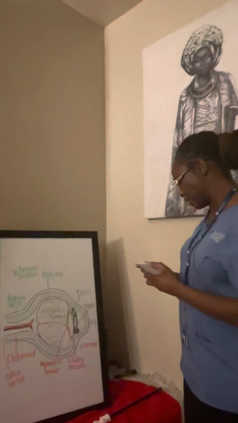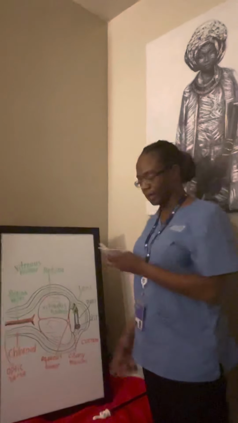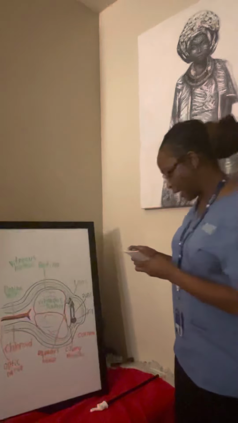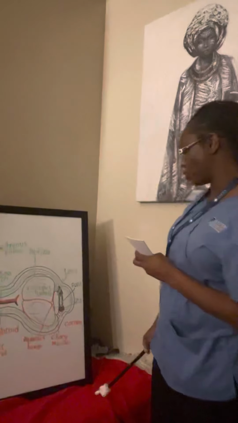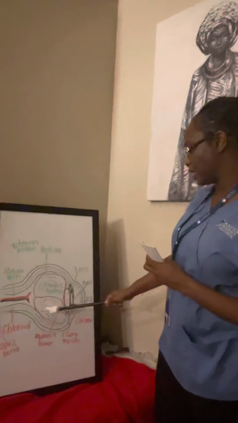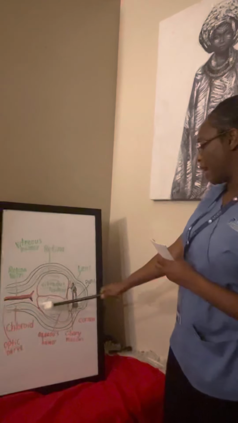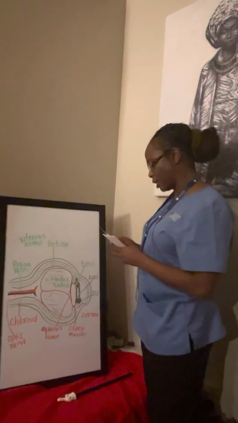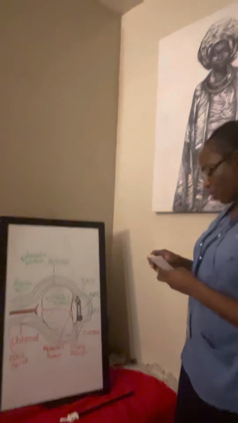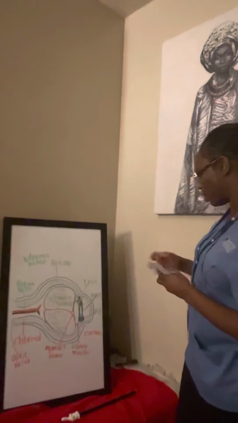Now, in order to see clearly, the retina has to allow the light to come through. The retina contains light-sensitive cells, which turn the light into electrical signals. Those signals go through the optic nerve and up to the brain to send messages to process information. As we stated, the cornea is the outer part of the eye.